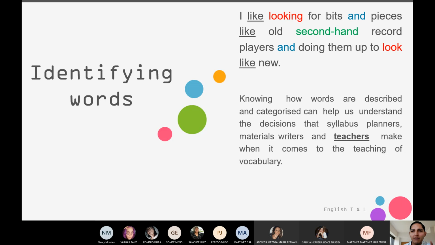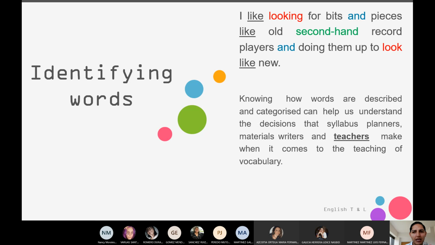If we were to identify words, we would be focusing on form. But rather than focusing on form, that is the differences between looking, look, or doing, do, or like, or look for, look after, look at, look into, we need to know how the words are described. We need to start categorizing words.